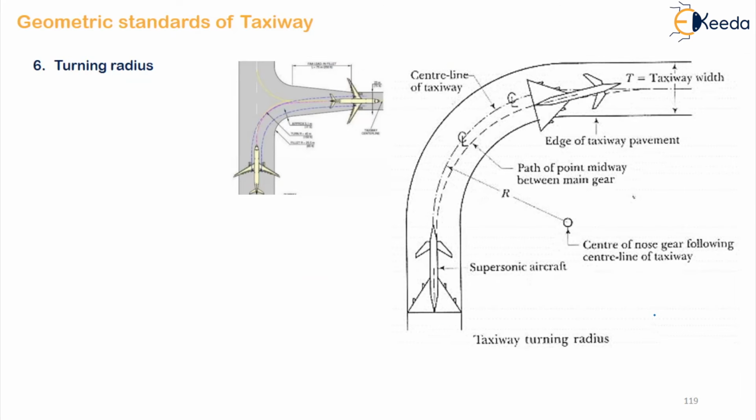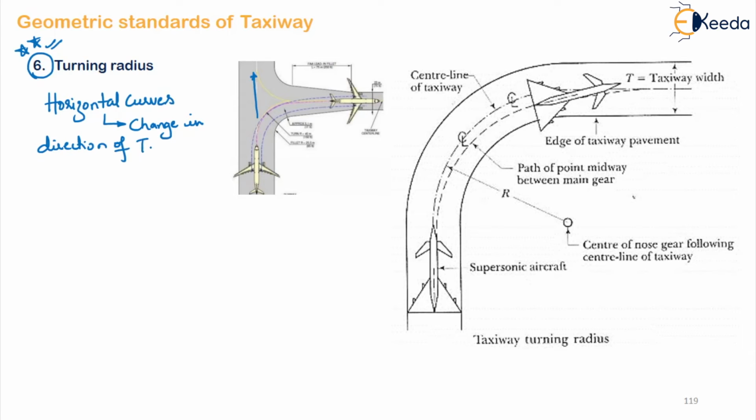The next one is your turning radius, a very important feature out of all the 8 elements. Normally a horizontal curve is provided wherever there is a change in direction of the taxiway. Say this taxiway is going like this, but we need to change its direction. So what are we providing? We are providing a horizontal curve. Because this curve is in the horizontal plane, we call it a horizontal curve. It is provided for change in direction of the taxiway.